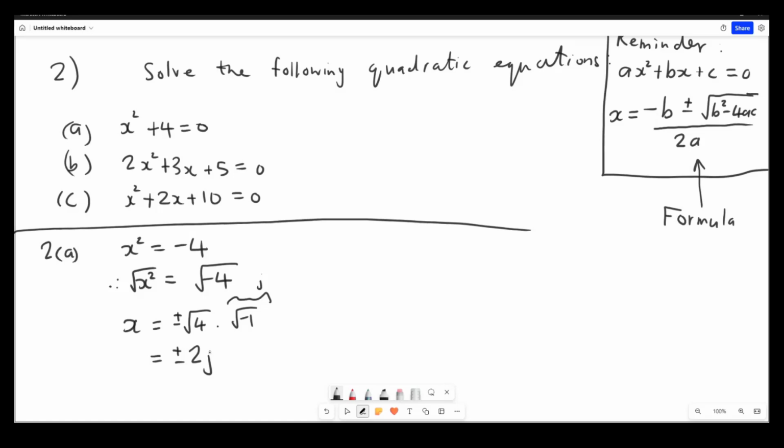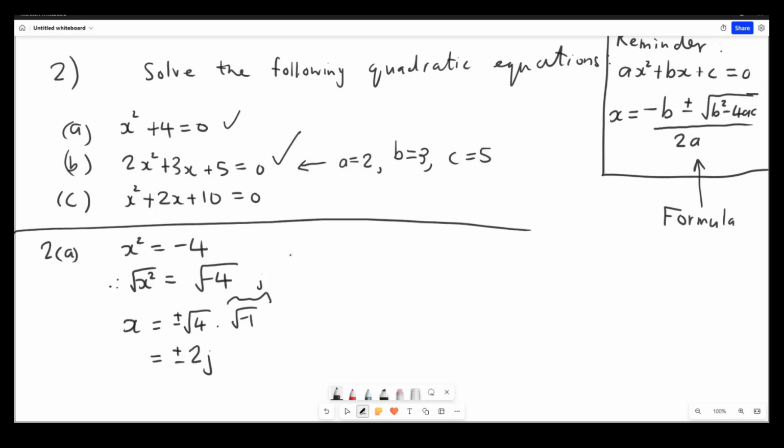And then as we proceed, let's look at these other two. In fact, let's just do one of them. Let's do the B part. You can do the C part on your own. For the B part and the C part, you'll use the formula. Let us just identify A, B, and C here. So A is equal to 2, B is equal to 3, and C is equal to 5. So I'll substitute those values in the formula on the right-hand side.